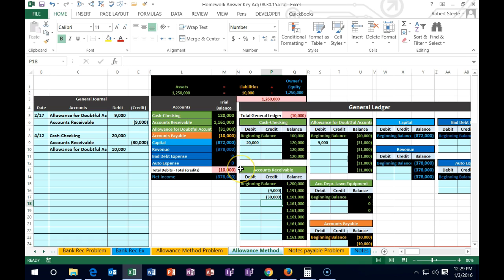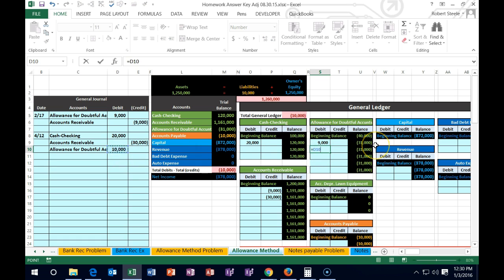We see that we are now out of balance by the 10 that we now need to record to allowance for doubtful accounts. So here's allowance for doubtful accounts. It's our third account. It's going to be the third account in the general ledger. So we are now in S10 equals, and we're going to point to that 10,000.